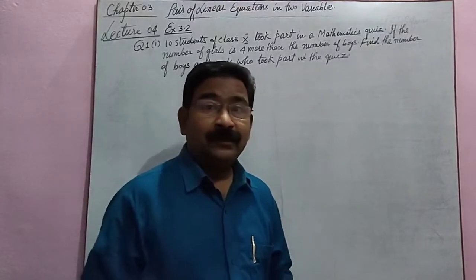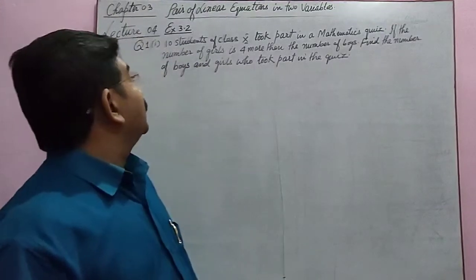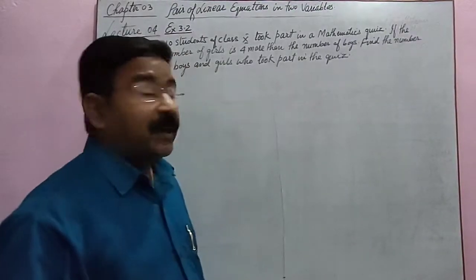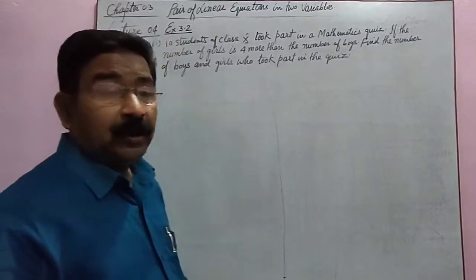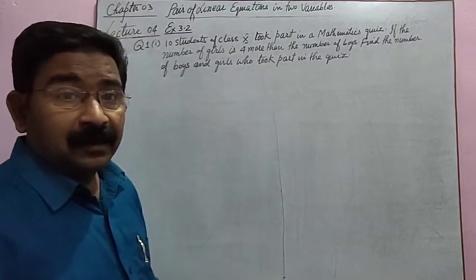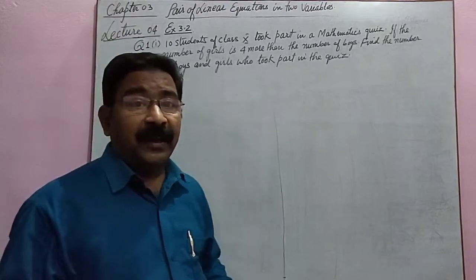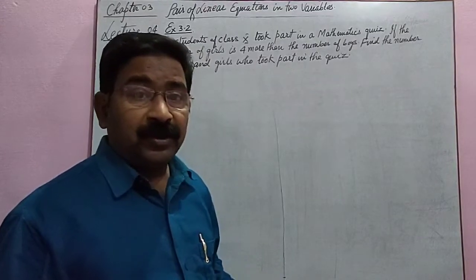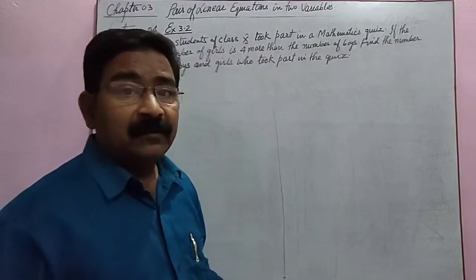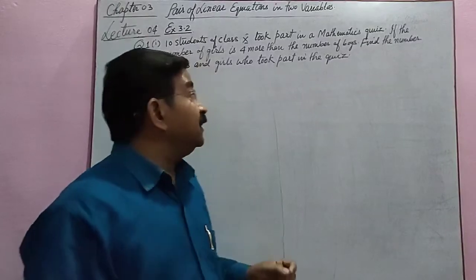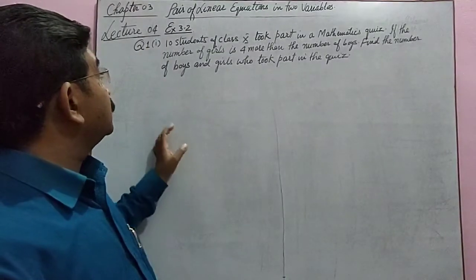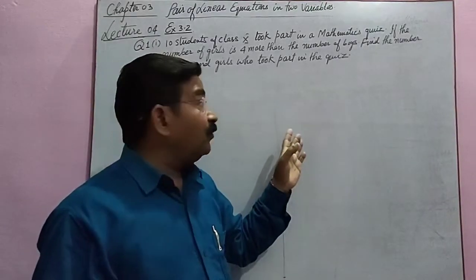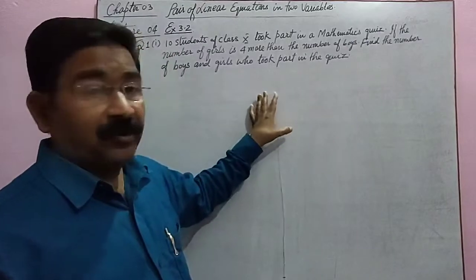Hello students, here in my lecture 4 of this chapter we are going to start exercise 3.2. In the previous exercise we had to plot the graph only. Situations were given, and according to the situation we plotted the graph; answers were not required. Now in this exercise, in the first question we are given a situation, and we have to plot the graph for the situation.